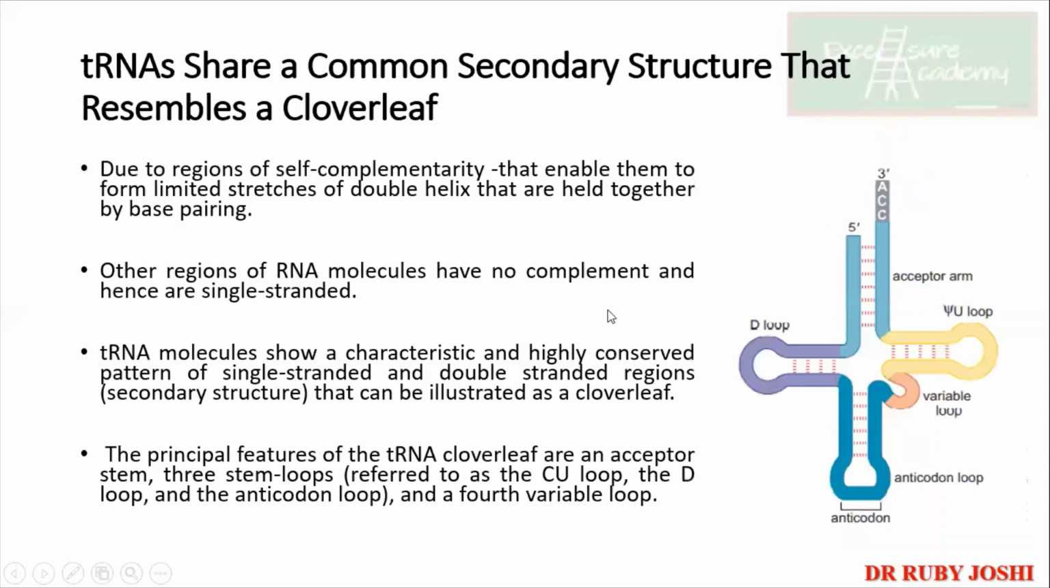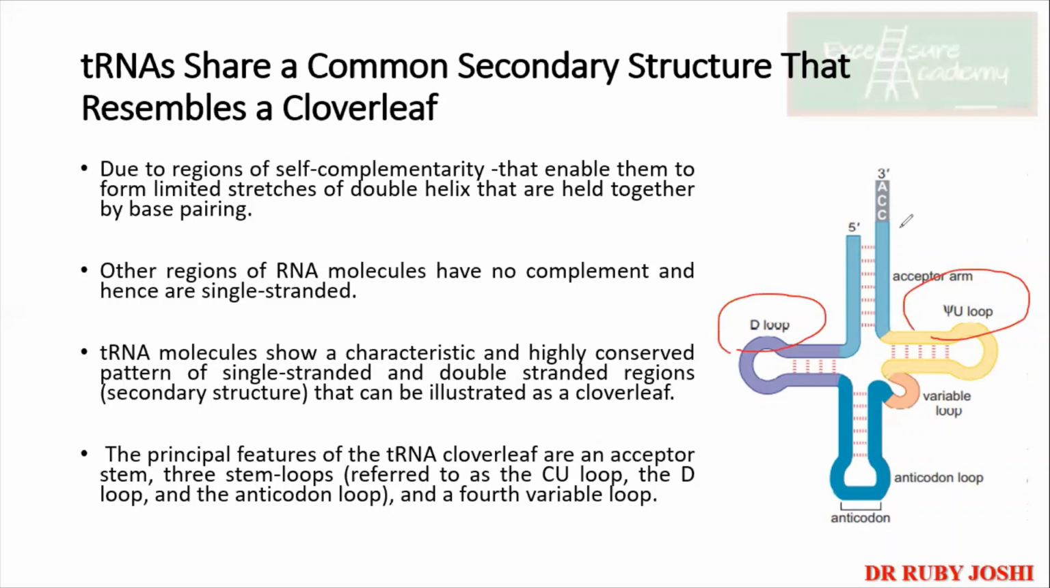Now, tRNAs share a secondary structure that resembles a clover leaf structure. This is how the clover leaf structure looks. This is very commonly shown everywhere, and this is the two-dimensional structure. This is your pseudouridine loop. This is your dihydrouridine loop. And this is our acceptor arm.